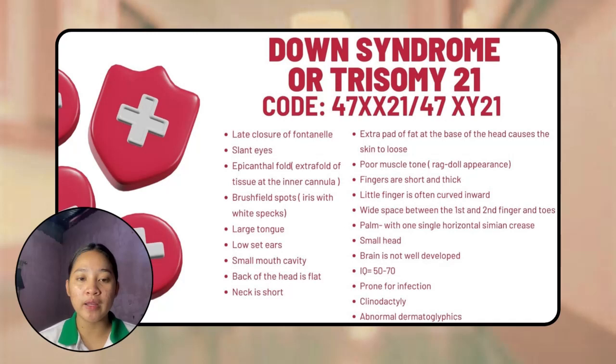Low muscle tone. Many individuals with Down syndrome have decreased muscle tone, which can affect their ability to sit and stand and walk independently. Behavioral and emotional challenges. Some individuals with Down syndrome may experience behavioral and emotional challenges such as attention deficit hyperactivity disorder, ADHD, anxiety, and depression. It is important to note that while these features are commonly associated with Down syndrome, each individual is unique and the severity of symptoms can vary widely. Early intervention, supportive therapies, and access to medical care can help individuals with Down syndrome thrive and reach their full potential.